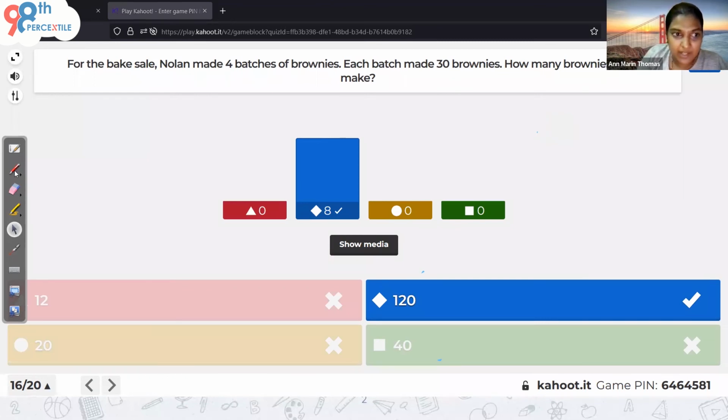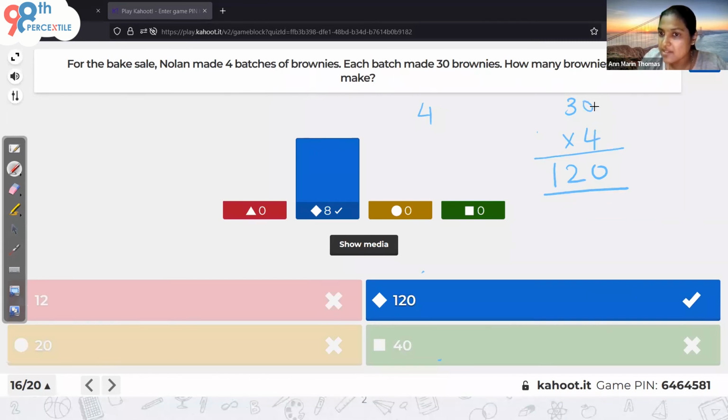How many batches did you have here? 4 batches. And how many brownies were made? Each batch made 30 brownies. So overall, how many brownies were made by Nolan? All you had to do is 30 times 4, right? 4 times 0 is 0. 4 times 3 is 12. 120. All right. So this is multiplying a number that has a 0 in the ones place.